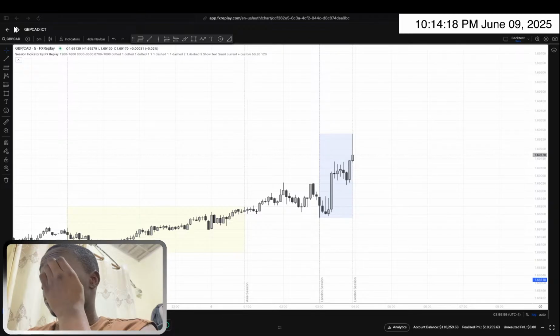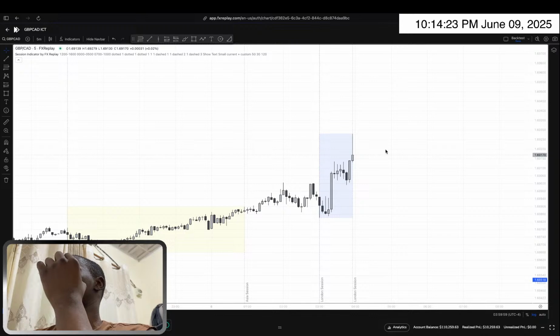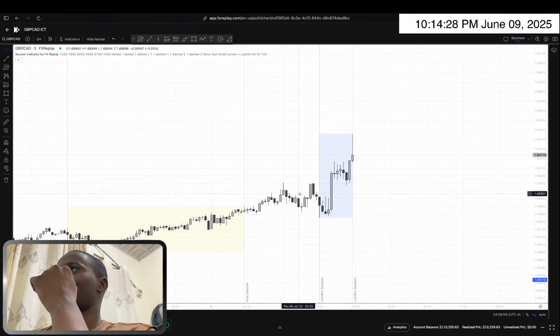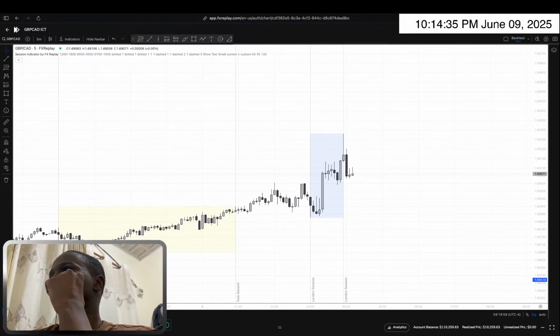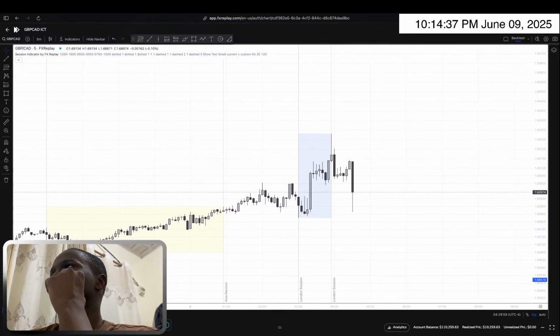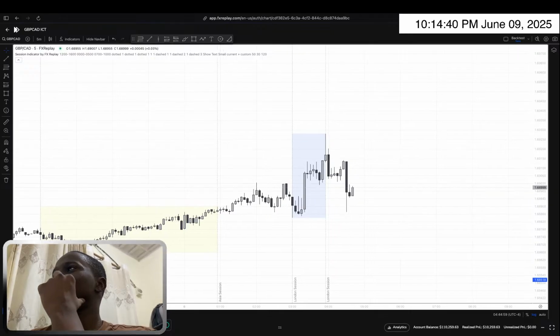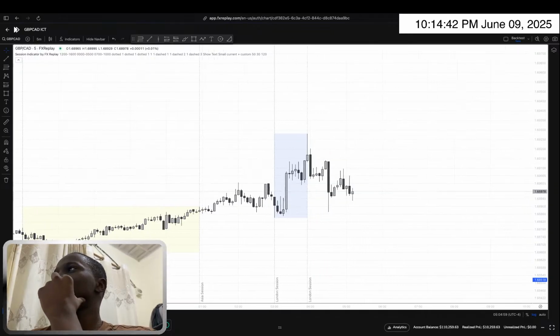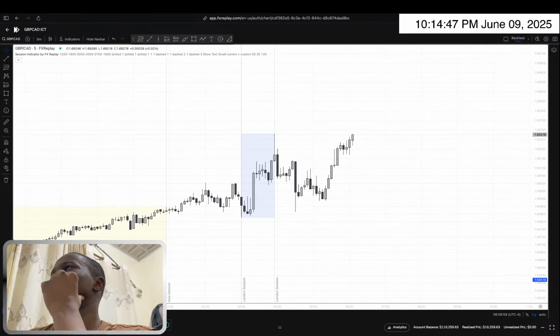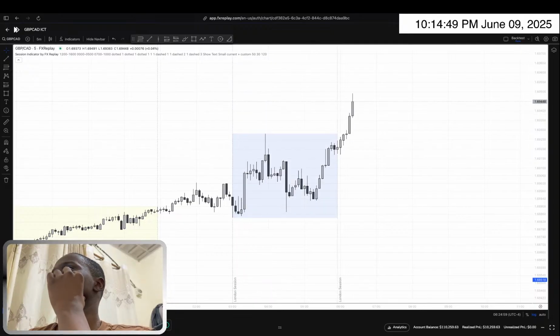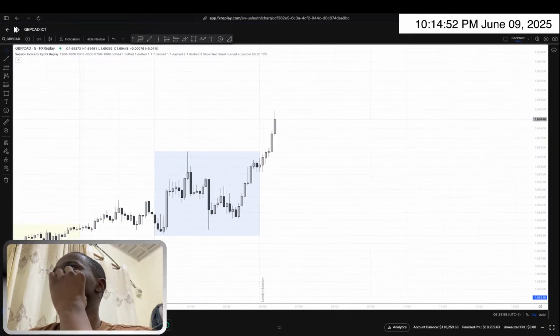Anyways, I was saying, I'm so pissed off that my mic was off, but I was saying that these highs were taken out. Let me continue the push to the upside. This big candle there. I think New York is about to start now.